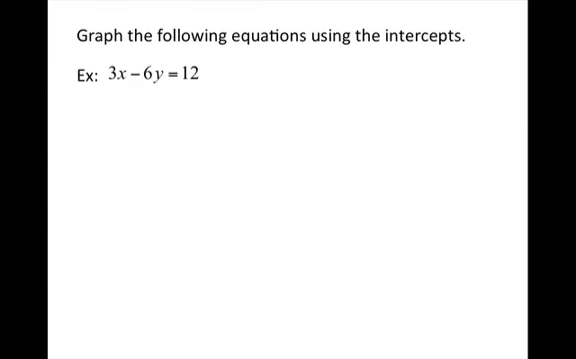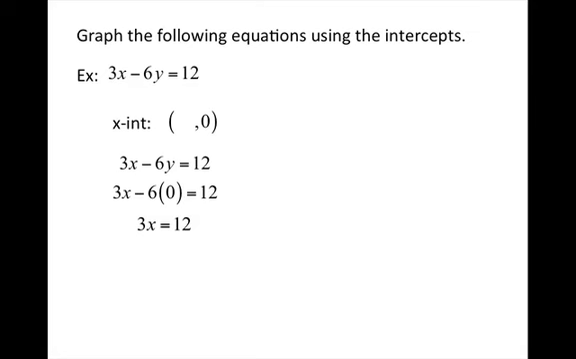Well, our next example is in standard form. I have 3x minus 6y equals 12. So to find the x-intercept, you let y equal 0. So start with the equation 3x minus 6y equals 12 and replace the y with a 0. So I have 3x minus 6 times 0 equals 12. Well, 6 times 0 is just 0, so I end up with 3x equals 12.